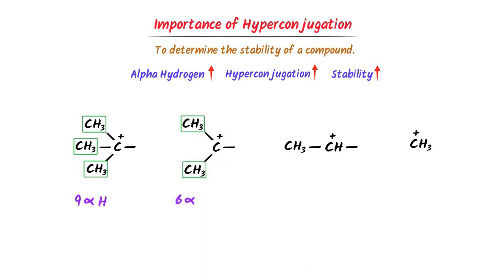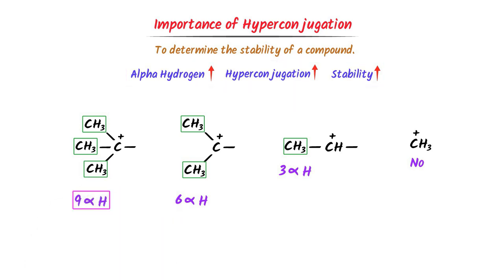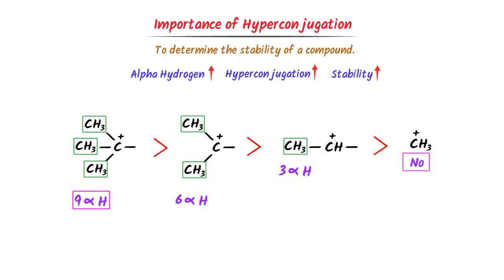Here, there are 6 alpha hydrogens. There are only 3 alpha hydrogens here, while in this carbocation, there is no alpha hydrogen and hyperconjugation wouldn't happen. According to this rule, the more alpha hydrogens, the more hyperconjugation and the more stability. This carbocation has the most alpha hydrogens. It is the most stable compound. This compound has no alpha hydrogen. It is the least stable compound. Hence, this is the order of stability. Therefore, we need to study hyperconjugation in order to determine the stability of organic compounds.